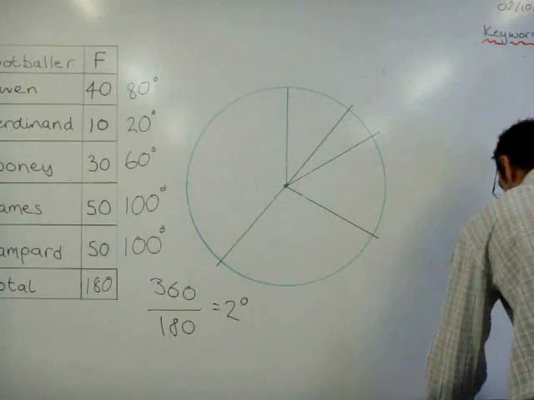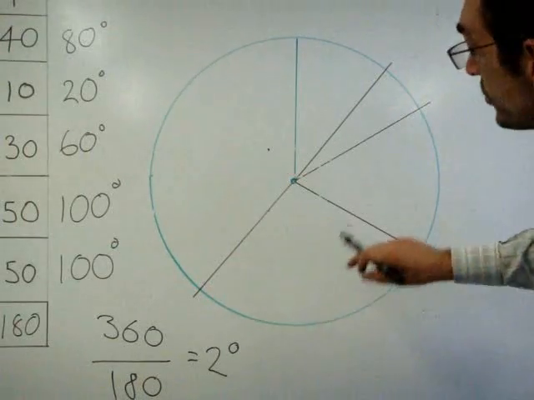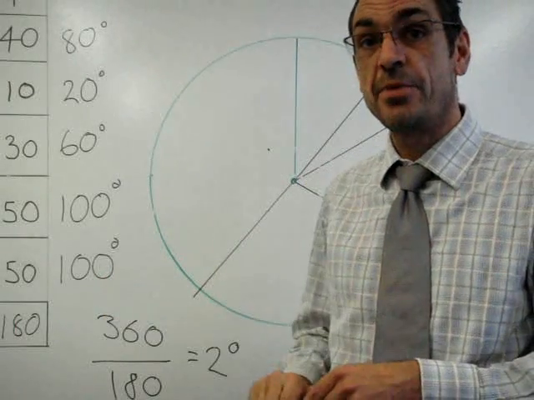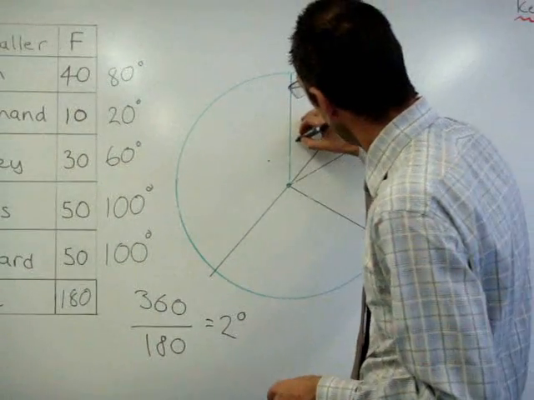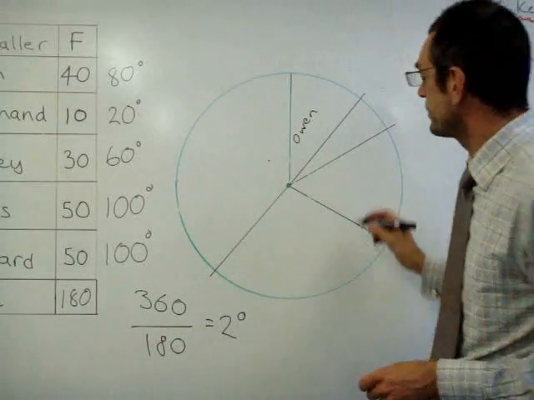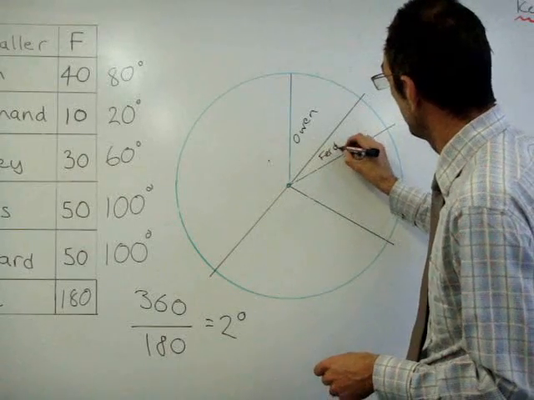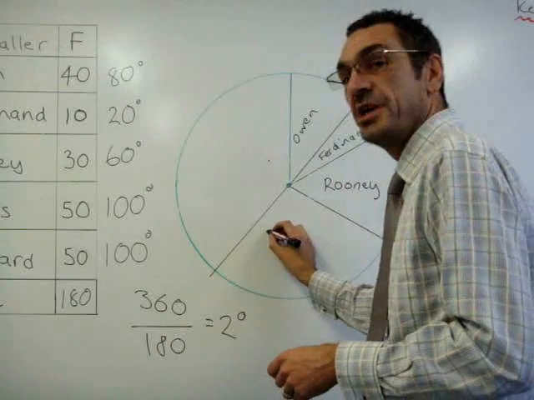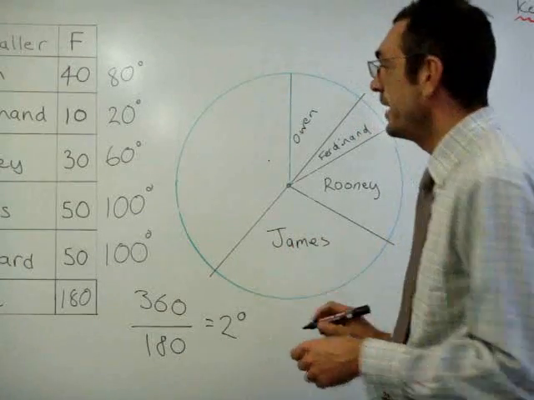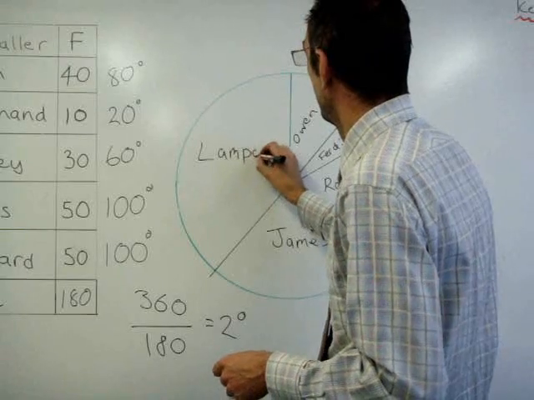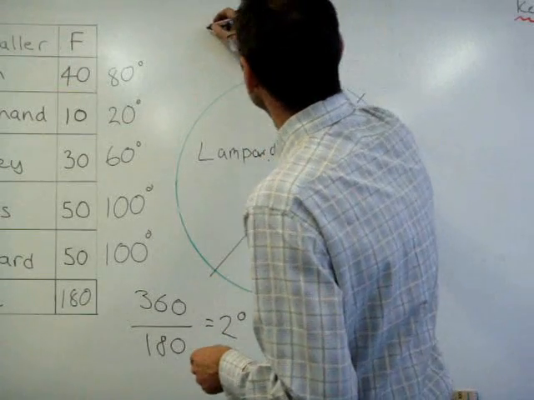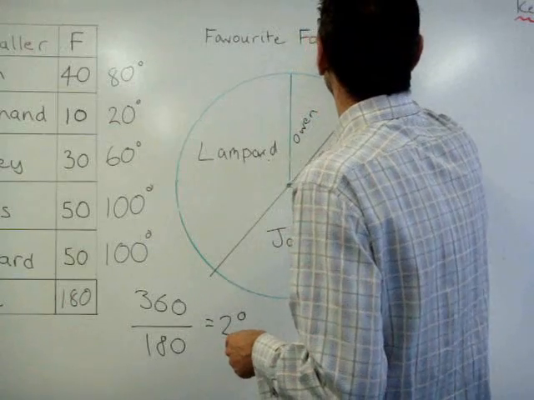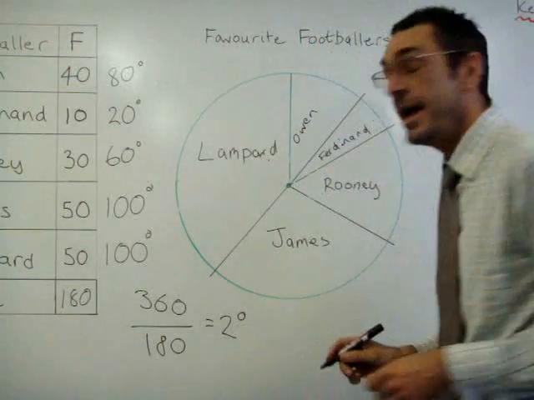Okay, so we've drawn all ours in now. I'm going to leave this one because that's the bit that's left on our pie chart, so that must be the votes received for Frank Lampard. Now what I'm going to do is just label it up. So I've got Michael Owen in there, and then I've got Mr. Ferdinand and Mr. Rooney, David James, and the last bit there, Frank Lampard. All I need now is to give it a title, so favourite footballers. And there is your pie chart.